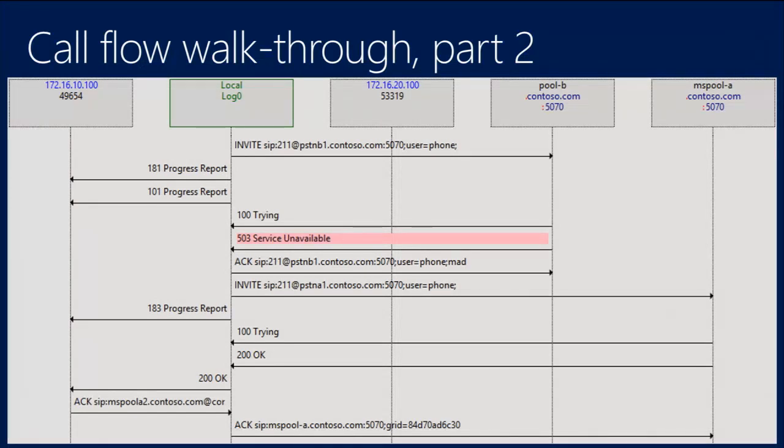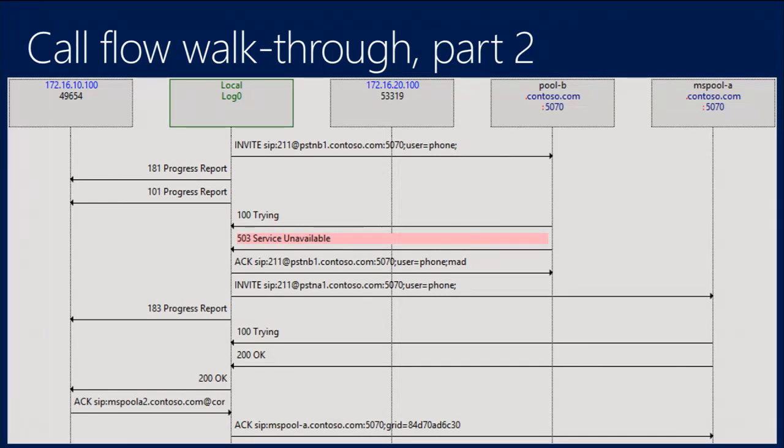So we say, okay, I need to talk to PSTN B1. In this case, this is that particular gateway object that's in that route, and who owns or manages that gateway is pool B, right? So we've got co-located mediation servers running on pool B.